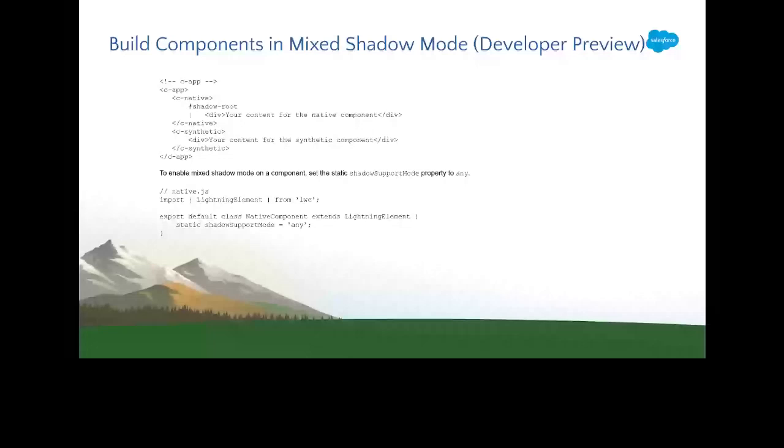As you can see, we have this static shadow support mode equals to any. We have two values against that. You can have any, and you can have the other values as well. And with that, as you can see on the top, we are calling the C native, which is using shadow root, and the other one is synthetic. Using this shadow support mode with any means that you can use the mixed shadow mode in your Lightning Web Components. Just mark my words, this is going to be the future for Lightning Web Components. This is going to be used by many developers around the world to have the stability and the efficiency in the Lightning Web Components you're working on.